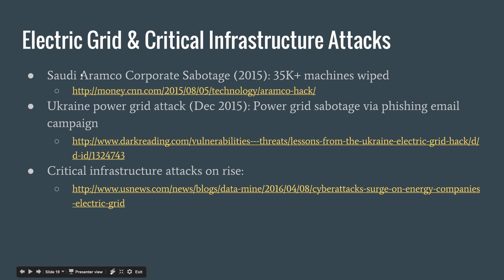In terms of that's oil and petroleum, and in terms of the electric grid, the most recent event would be the Ukrainian power grid attack in December 2015, and this was a power outage caused by cyber attack, and the attack vector they got in by was social engineering phishing emails. And the darkreadingroom.com link here has a good summary of it. In general, critical infrastructure attacks are on a sharp rise, both in the US and around the world, and it's becoming an increasingly serious issue.